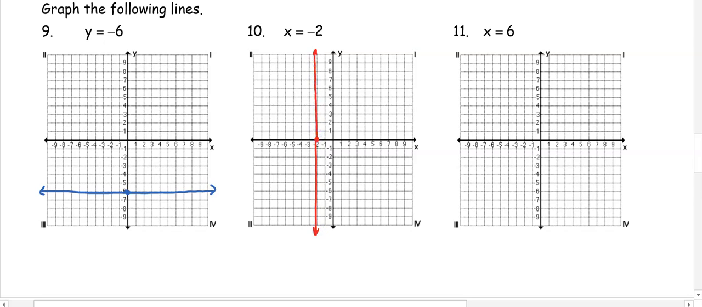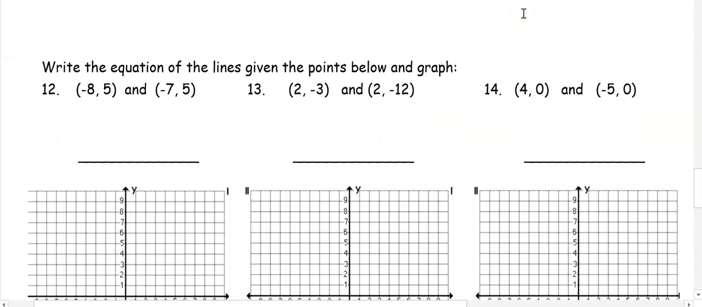In number 11, we have x equals 6, so we go to 6 on the x-axis, and then again we draw a line through the x-axis. Now, write the equation of the line given the points and graph below. When we don't know the equation of the line, we can do it two ways. If we have a graph, we can plot the points and then write the equation, or we can look at the 2 points and see what coordinate is repeating. Whatever coordinate is repeating, that is going to be our equation.